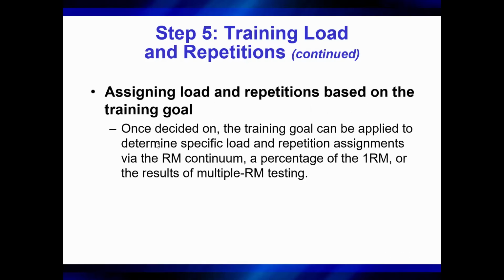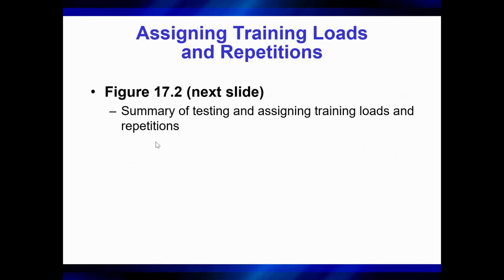Now, if we talk about the training load and repetitions, so assigning the load and repetitions based off the training goal, that's what it's all about right there: knowing what the goal for that block of training is and trying to pick the appropriate load and repetitions to meet that goal. Once decided on, the training goal can be applied to determine specific load and repetition assignments via the RM Continuum, a percentage of 1RM, or the results of multiple RM testing.